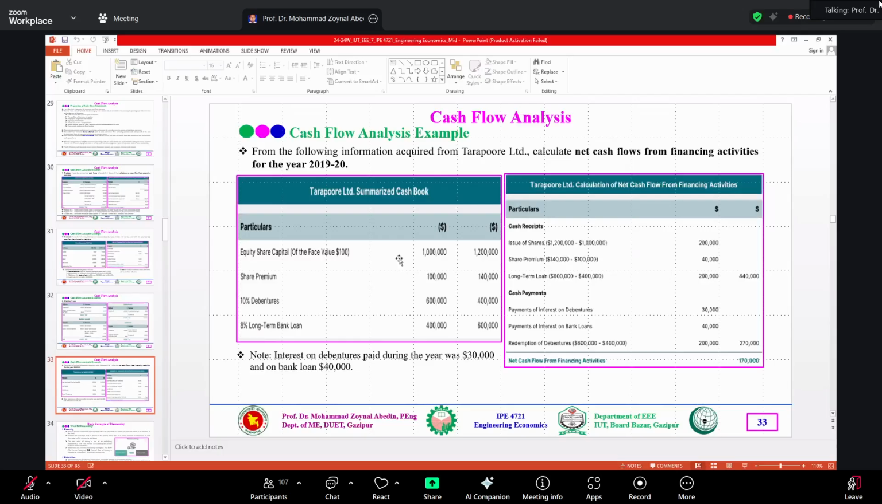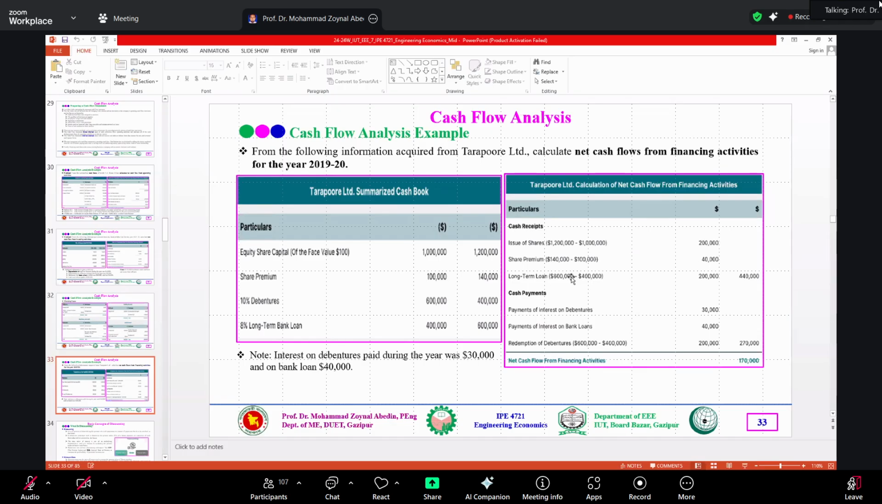Okay. So let's see, first of all, the cash receipt is the cash inflow. These all are cash payments, meaning cash outflow. First of all, issue of shares. How much share value is issued here? 1,200 minus 1,000, then it will be 200K. Just subtract. If you issue this share, you will get this money. This money is the inflow, a positive value coming to the pocket.